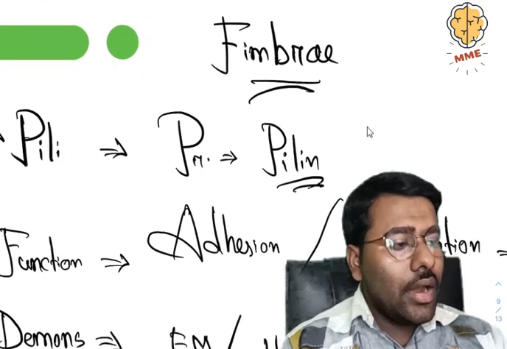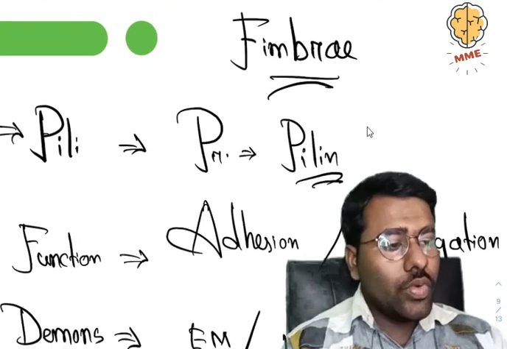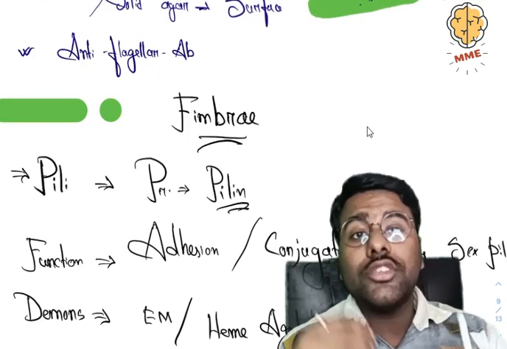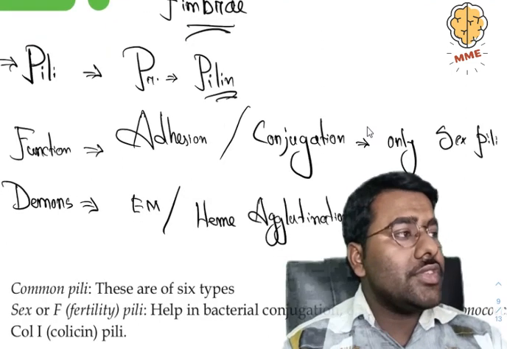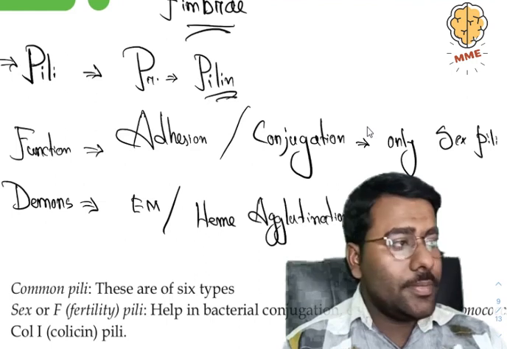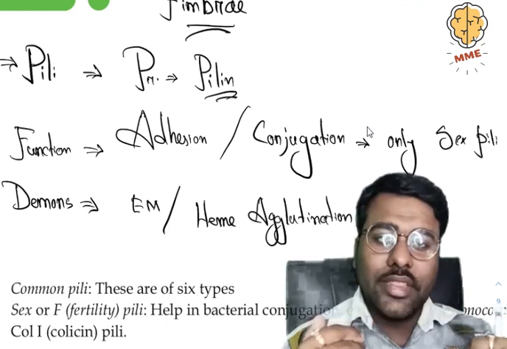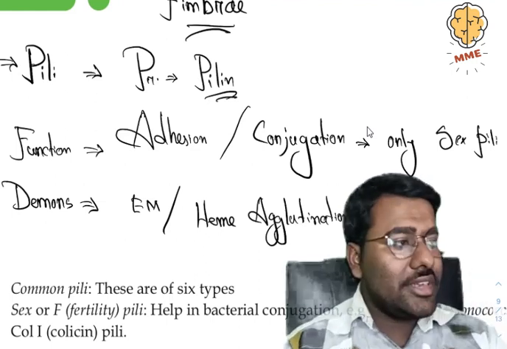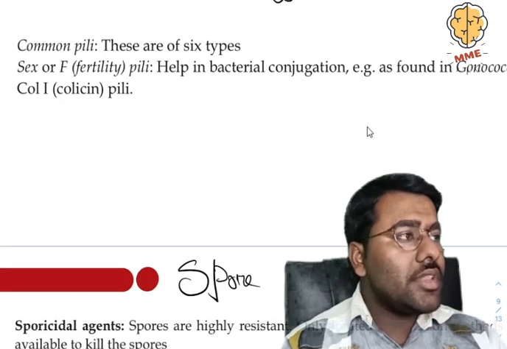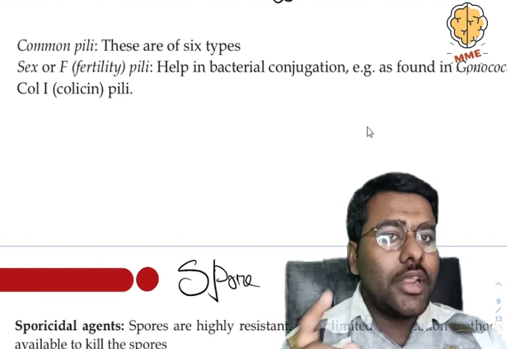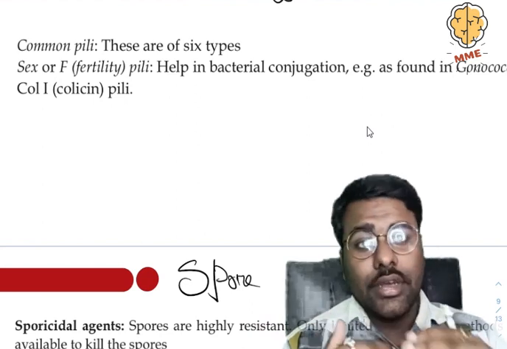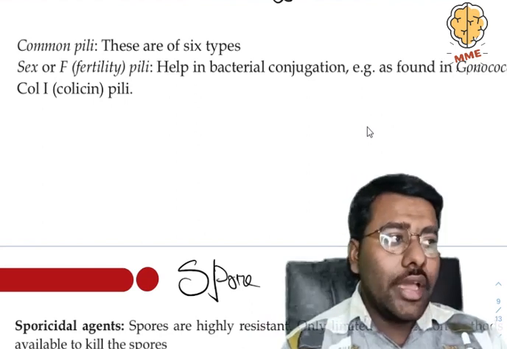Okay. Now coming to the fimbriae, we also know this as pili, and the protein is not fimbrin, this is the pilin protein. Okay. What is the function? The function is mainly adhesion and conjugation. And how to demonstrate? By electron microscopy and the hemagglutination test. So what are the types of pili? Actually common pili are mainly 6 types. The sex pili or F pili, which act for conjugation, and this is coli or colicin pili.